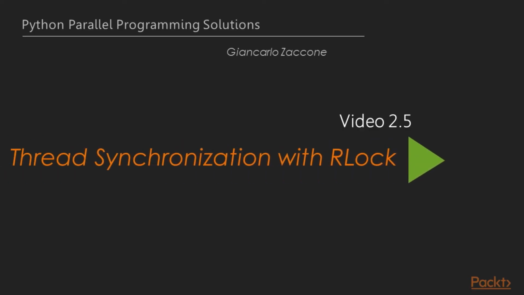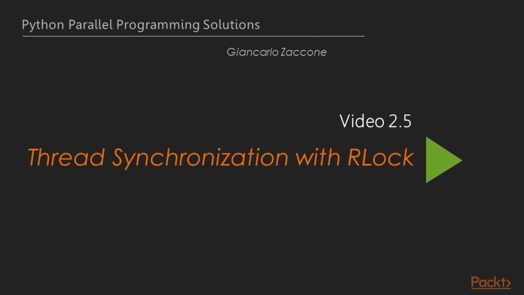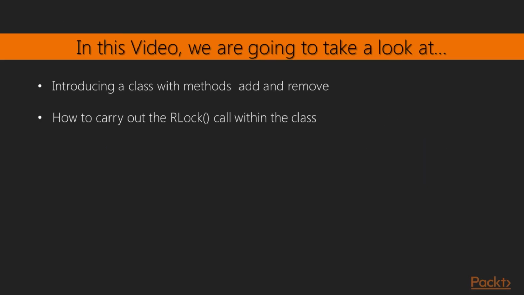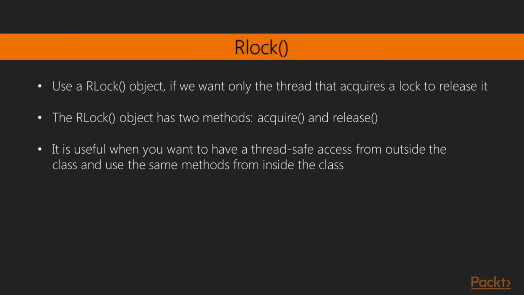In the previous video, we saw thread synchronization with lock. Here we are at the fifth video of this section, thread synchronization with RLock. In this video, we'll introduce a class with methods add and remove. Further, we'll carry out the RLock() call within the class. If we want only the thread that acquires a lock to release it, we must use an RLock object. Similar to the lock object, the RLock object has two methods, acquire and release.